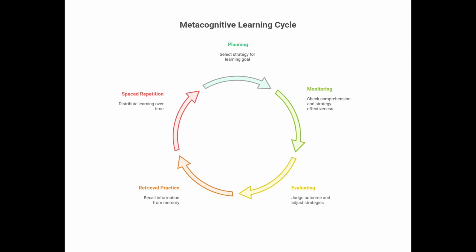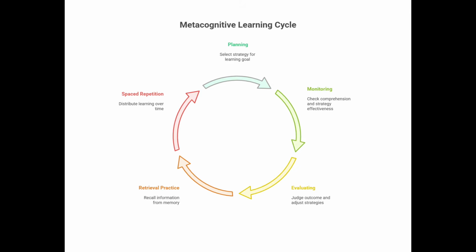Effective learners actively engage in 3 phases: planning, selecting the best strategy for a specific learning goal; monitoring, checking comprehension and evaluating the strategy's effectiveness in real time; and evaluating, critically judging the outcome and adjusting strategies for future tasks. This awareness is what separates the effective student from one who simply puts in time without focused intent.